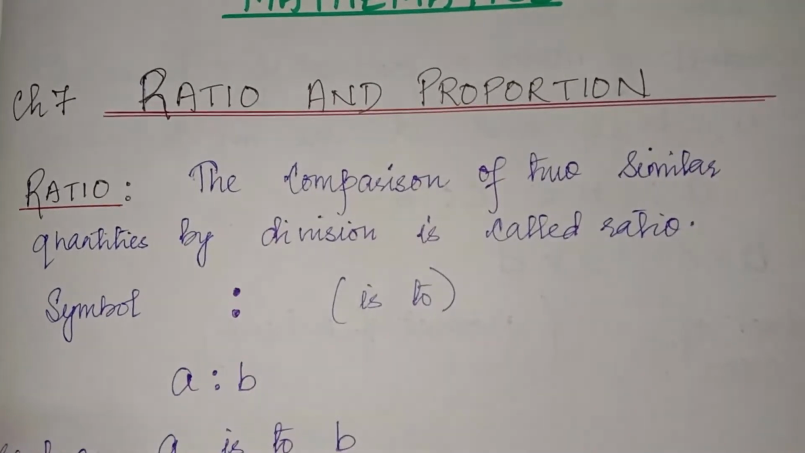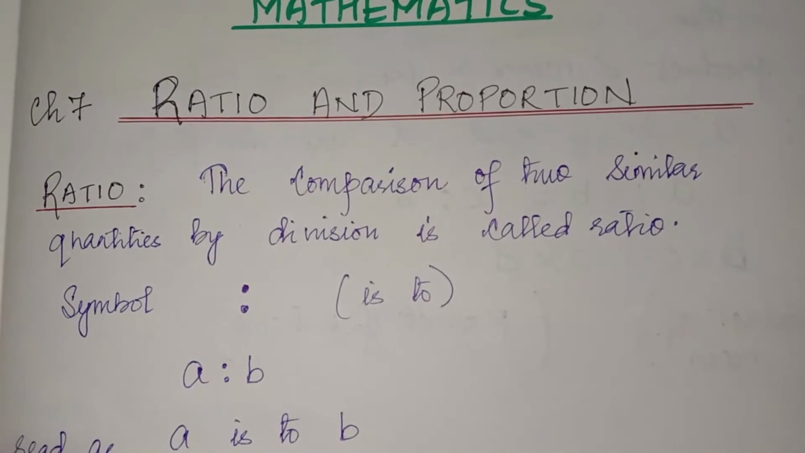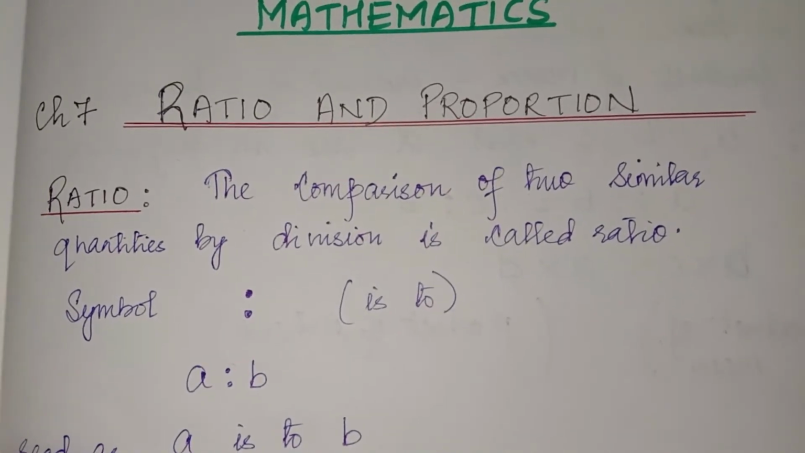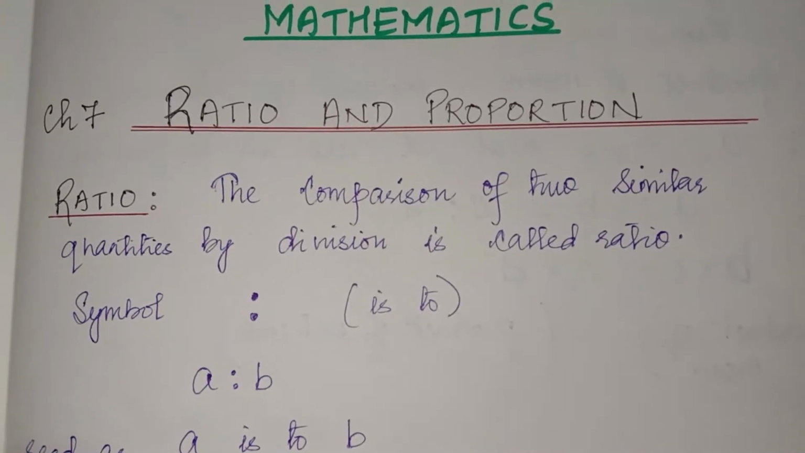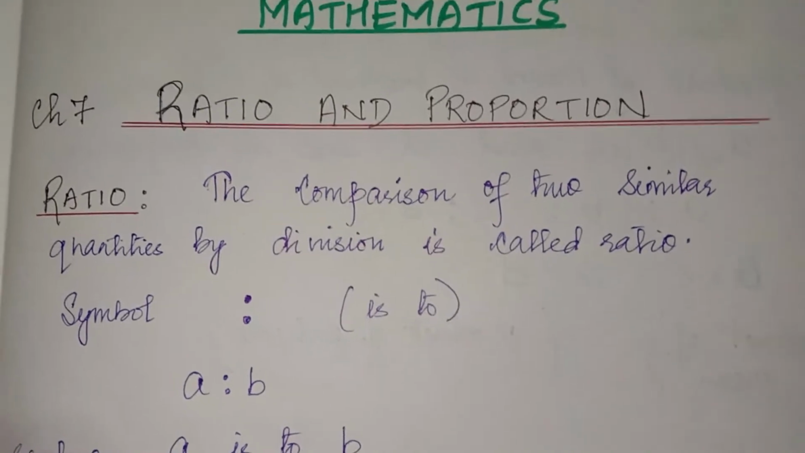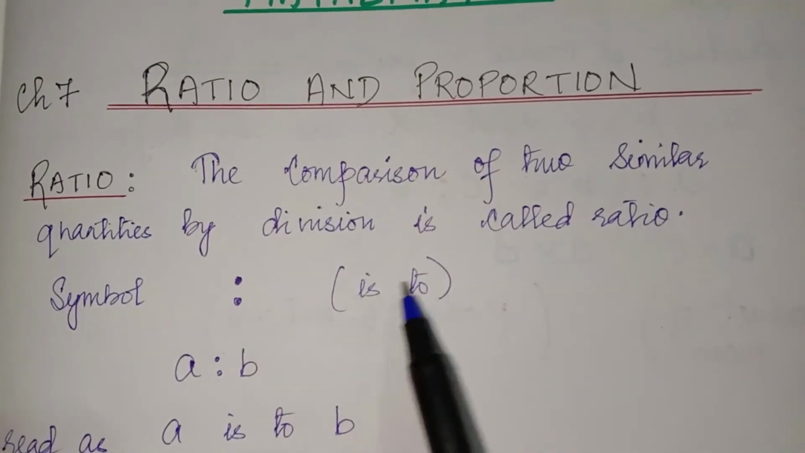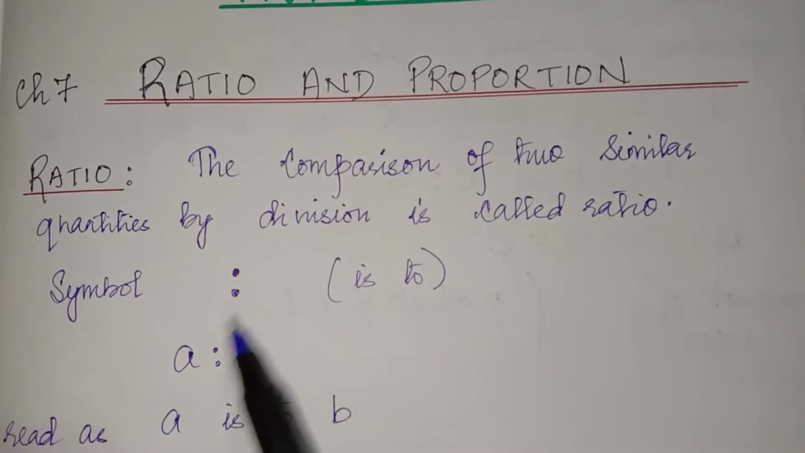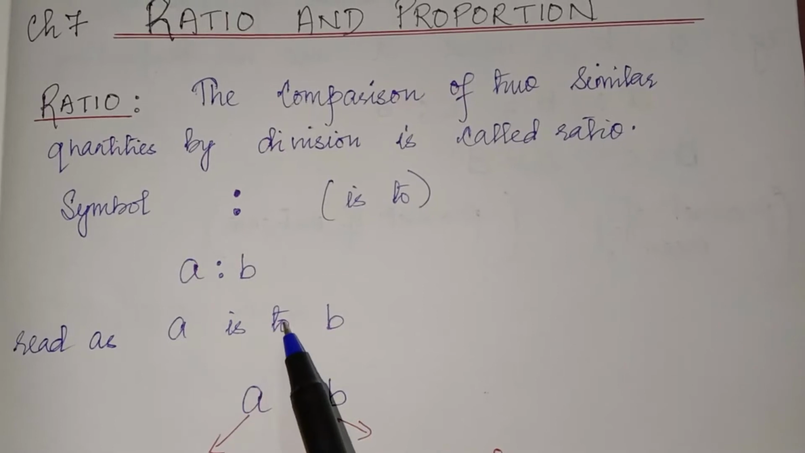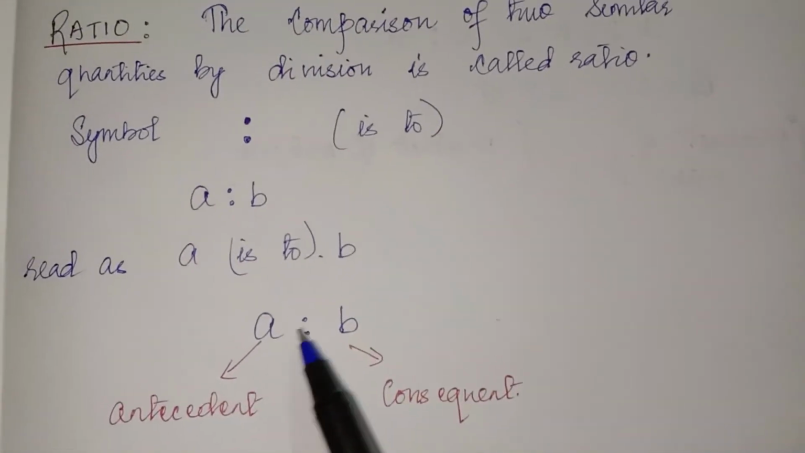Whenever we compare two similar quantities, like if you compare time, you have to compare time with time only. If you compare mass, you have to compare with mass only. So you have to compare two similar quantities, and the symbol for ratio is this, which is read as "is to". A is to B. So it is read as A is to B.